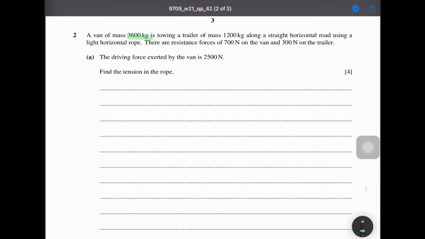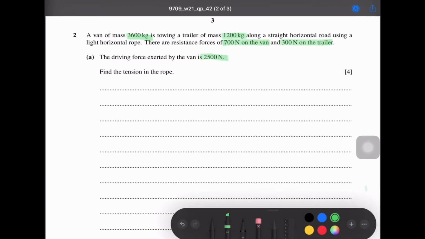A van of mass 3600 kg is towing a trailer of mass 1200 kg along a straight horizontal road using a light horizontal rope. There is a resistance force of 700 Newtons for the van and 300 Newtons for the trailer. The driving force exerted by the van is 2500 Newtons.